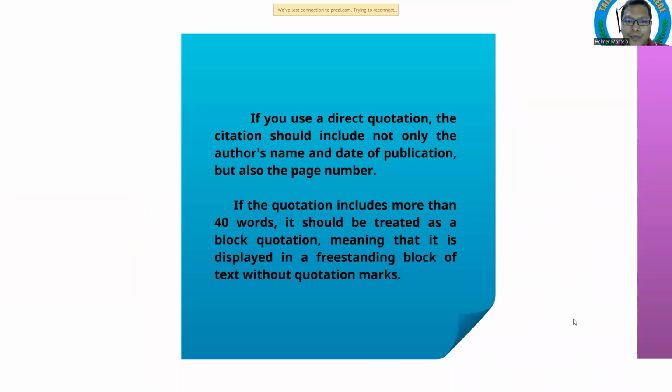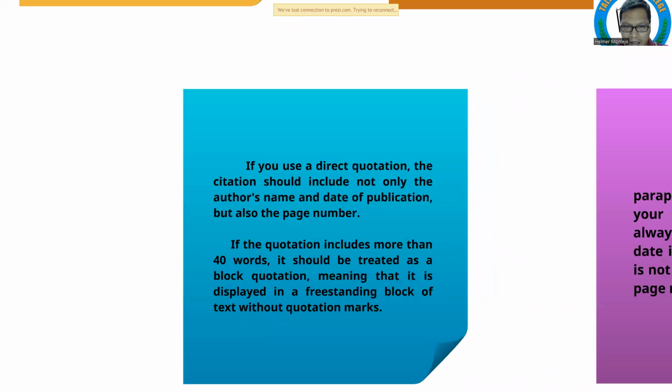This is the rule. If you use a direct quotation, the citation should include not only the author's name and date of publication, but also the page number. If the quotation includes more than 40 words, it should be treated as a block quotation, meaning that it is displayed in a freestanding block of text without quotation marks. Again, without quotation marks. I will give you an example.